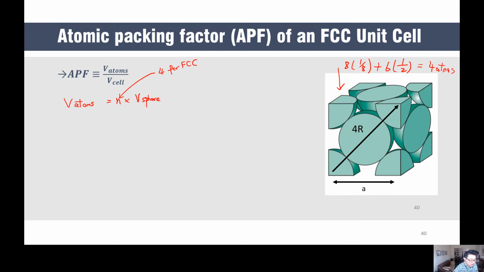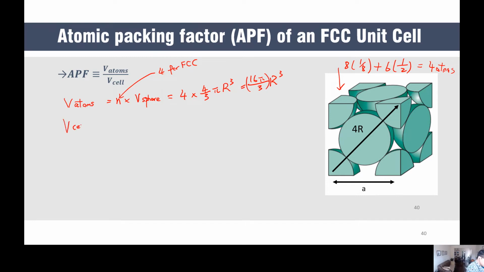So see how the number of atoms in a unit cell becomes useful now? Maybe in the exam we can ask you how many atoms are inside a unit cell for different types of unit cell. So for now, that means the volume of atoms in the FCC crystal is just 4 times 4 over 3 pi r cubed, which is 16 pi over 3 times r cubed. Okay?